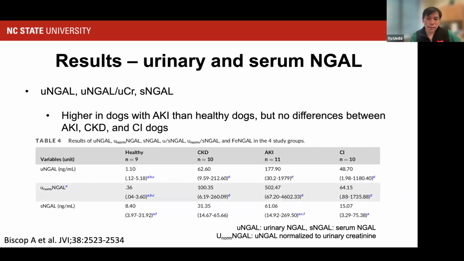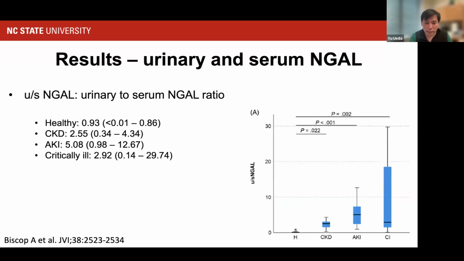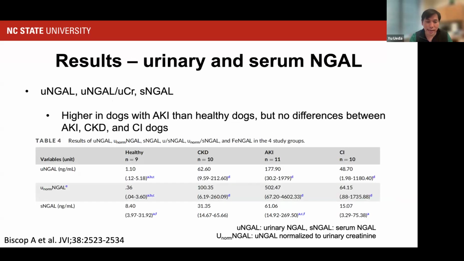What about the urinary and serum NGAL concentrations? Again, they looked at urinary NGAL, serum NGAL, and then the urinary NGAL to urinary creatinine ratio, so UNCR. These three measurements were higher in dogs with AKI than in the healthy dogs. Compared to control, they are all significantly higher. But there are no significant differences between the AKI, CKD, and critically ill dog groups.